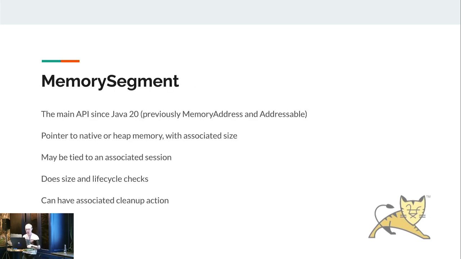The memory segment is the main API that is provided. It's been there since Java 20. Before, it had different names and it was split into multiple classes and interfaces, but then they put all that together into memory segment for clarity. It's basically a pointer to either native or heap memory with an associated size. It's tied to the associated session that we saw here, and that controls the life cycle. Then the JVM will also make size checks using the associated size.